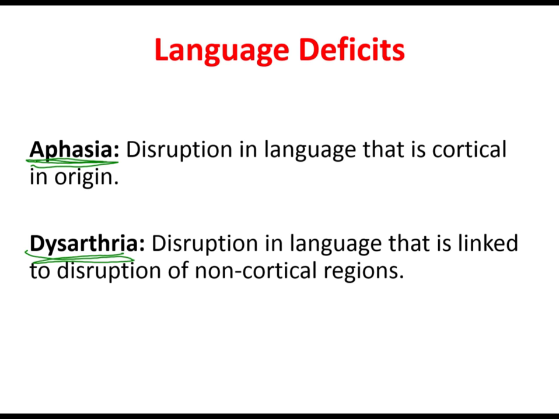A dysarthria is a disruption in language that is linked to disruption of a non-cortical region. So here we're talking about a disruption occurring outside the cortex. So a person who may have a cerebellar lesion may have problems coordinating the use of their vocal apparatus, and would be stuttering, and that would be a language deficit. A person who had a broken jaw, a hockey player who gets his jaw broken during a hockey game, gets his jaw wired. At that point, he's very limited to those sounds he can make. So that is not a cortical lesion, it's non-cortical. Again, it's the jaw that's affected, but nevertheless there's a language deficit, and that would be termed a dysarthria, because again, it's non-cortical in its origin.